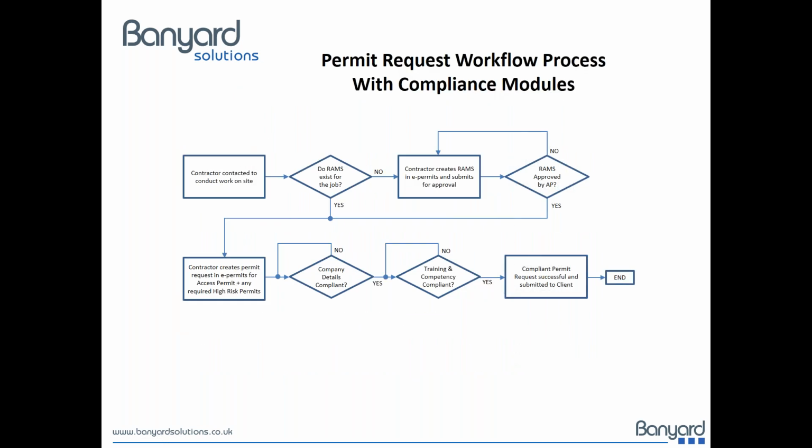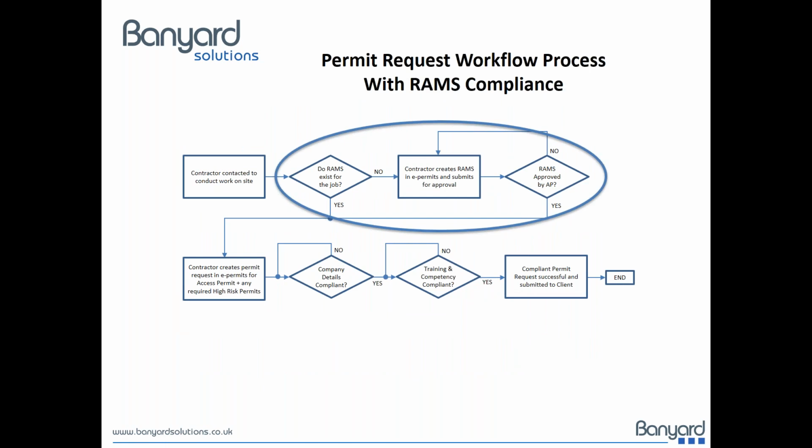The workflow process with RAMS is this part here. So firstly, the contractor is contacted to work on site. Do RAMS exist for the job? If they do, then they go through the permit process. If they don't, they're prompted to create the RAMS. They come to you for approval, and only when they're approved can it go back into the system and they can create the request. So the RAMS compliance module will stop contractors putting a request in for a piece of work unless RAMS have been submitted for that work.